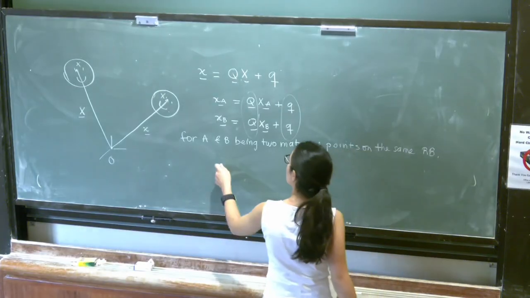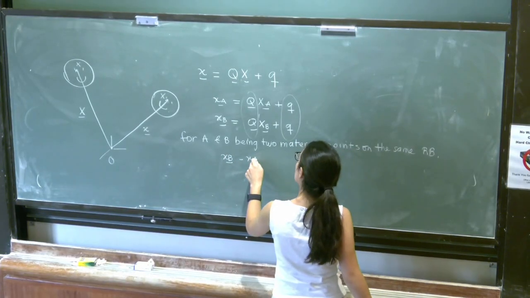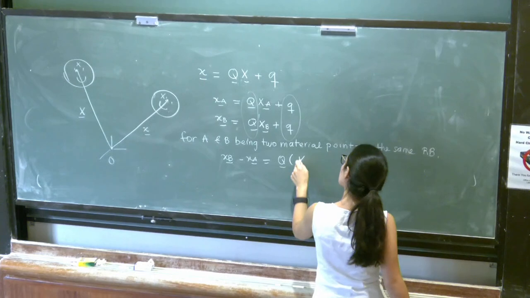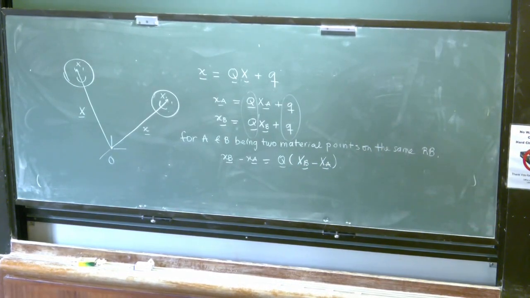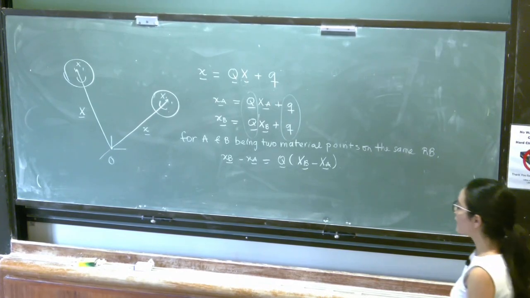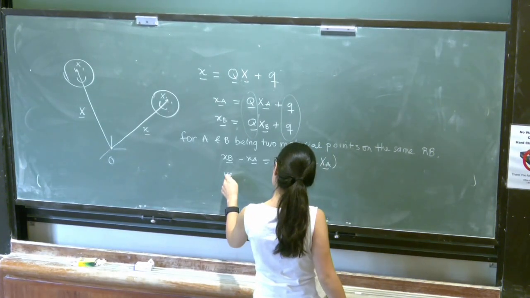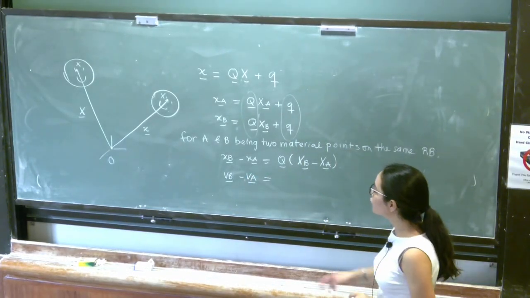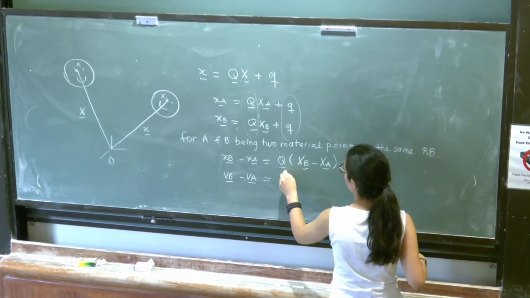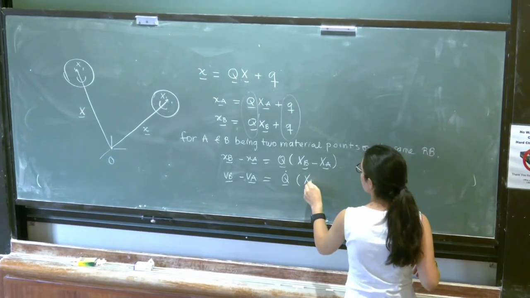So I can say that XB minus XA is equal to Q times XB minus XA. And I can take the derivative of this expression to get that VB minus VA is equal to Q dot. Q is a function of t, so I can take its derivative. I'll get Q dot times XB minus XA.